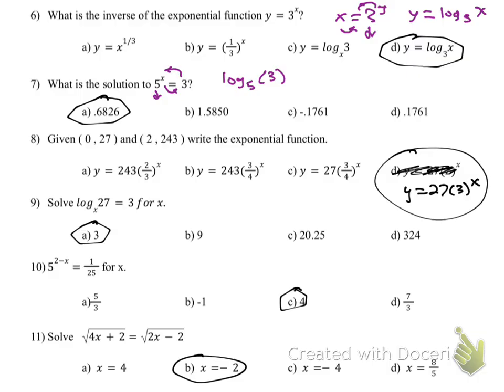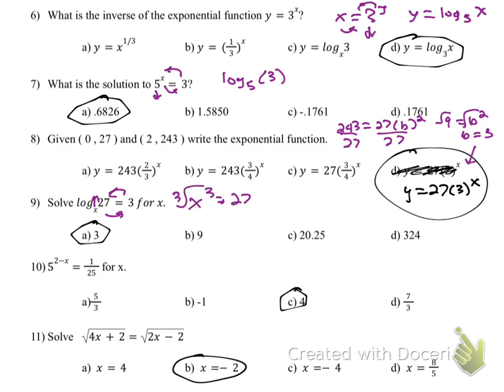All right, number 8, remember we're solving for b there. So we'd set that up as 243 equals 27 times b squared. Divide by 27, 9 equals b squared, square root each side. b equals 3. So when we plug that in, get our answer there. Number 9, solve for x, bring up the x, hook, hook, put it in exponential form. x cubed equals 27. Cube root each side. We get x equals 3 there.